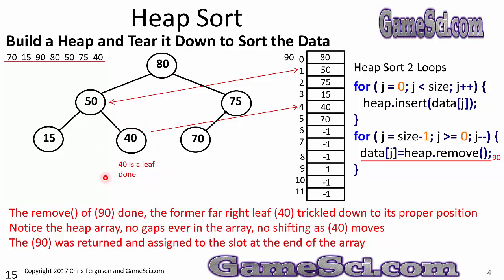40 is in a leaf. It is now done. Notice the heap array. No gaps ever in the array. No shifting as 40 moves. The 90 was returned and assigned to the slot at the end of the array. This is finally the complete finish of the 90. When 90 is finished being removed, it's returned to data sub j and gets inserted at the end of the array.